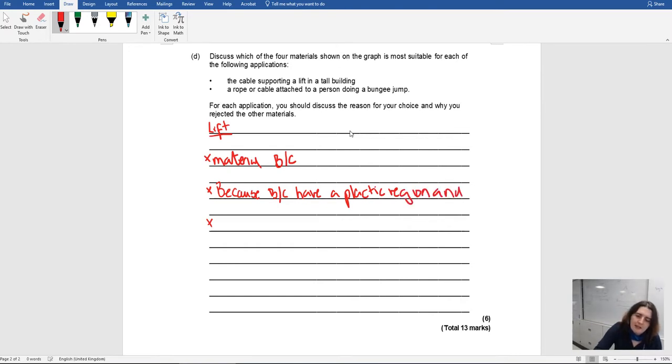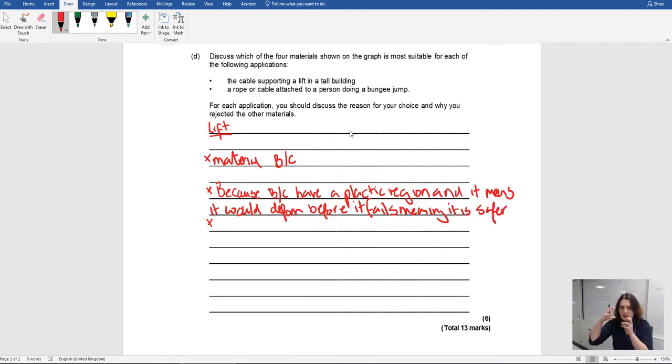And it means it would deform before it fails, meaning it is safer. So what it means, if it has the highest amount of stress on this, it's going to deform before it's over, which means it is safer, because what you're not doing is you're not having this harsh breaking point. Which leads me to why you rejected the other materials.